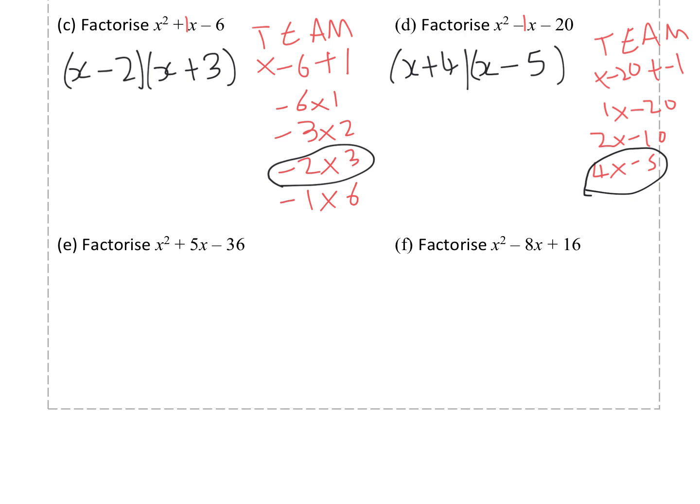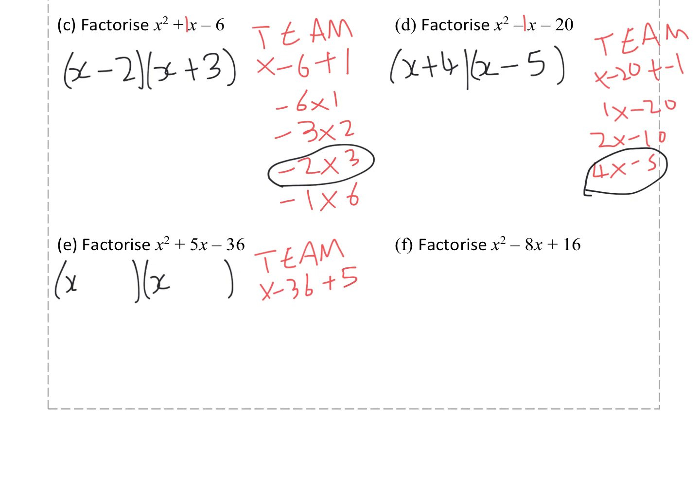On to E. This time we've got x squared plus 5x minus 36. There's no common factor, so it'll be double brackets. X and x, because the x times x will give me the x squared. To get the two missing numbers, we're looking for two numbers which times to give the end. The end number is minus 36. So times to give minus 36. Add to give the middle number. The middle number is plus 5. So what combinations would work there?